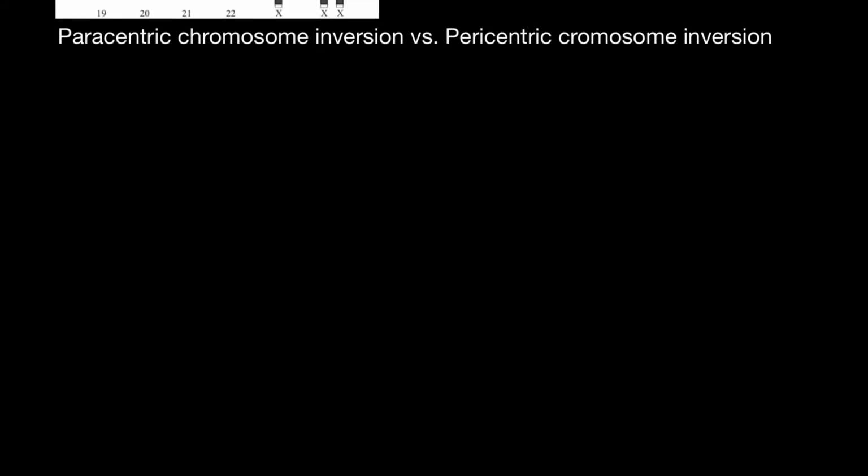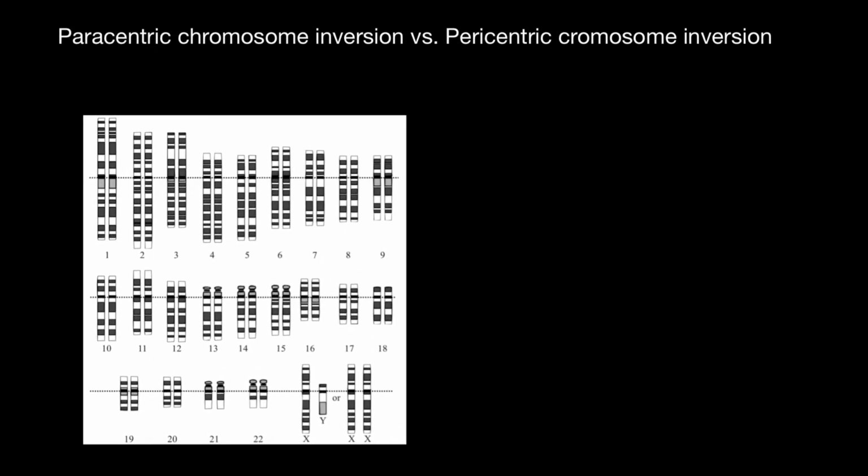So take a look at this picture, which is a picture of the human karyotype. You can see here 22 pairs of autosomes and also a pair of sex chromosomes. If it's X and Y, this is a male karyotype. If it's two X chromosomes, this is a female karyotype.